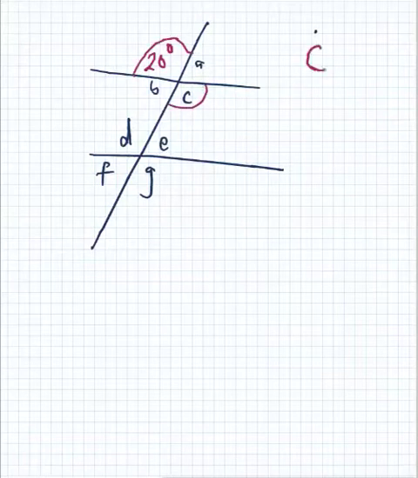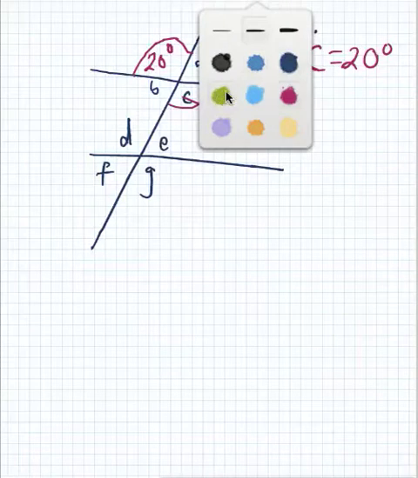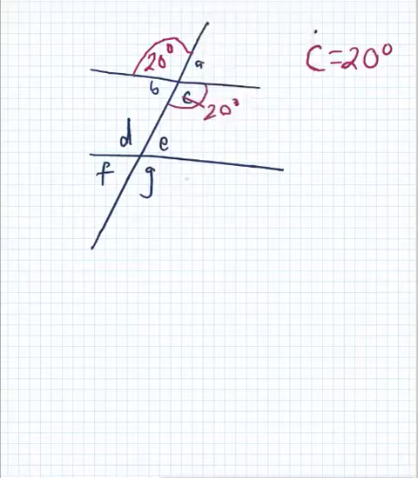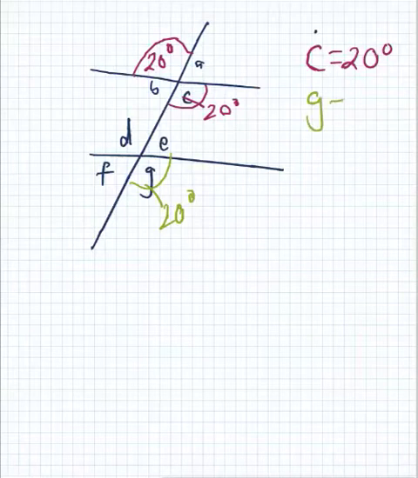So C has to equal 20. So I'm going to put 20 here. Done. I also notice that 20 degrees, or now over here that was C, is corresponding to G. One on the inside, one on the outside. So they're corresponding. That means G is also 20 degrees. So G equals 20.